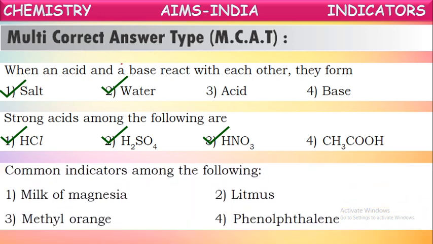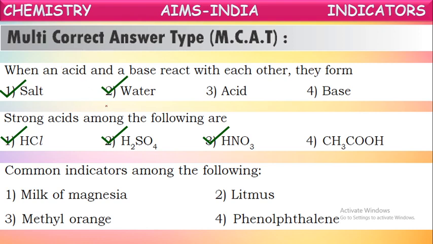Common indicators among the following. Identify the indicators from the following. What does it mean, indicator? The chemical substance which is used to identify or to detect acids and bases is called an indicator. See which are indicators among these. Milk of magnesia. Is it an indicator? No. Milk of magnesia is a base which is used to get rid of stomach indigestion.